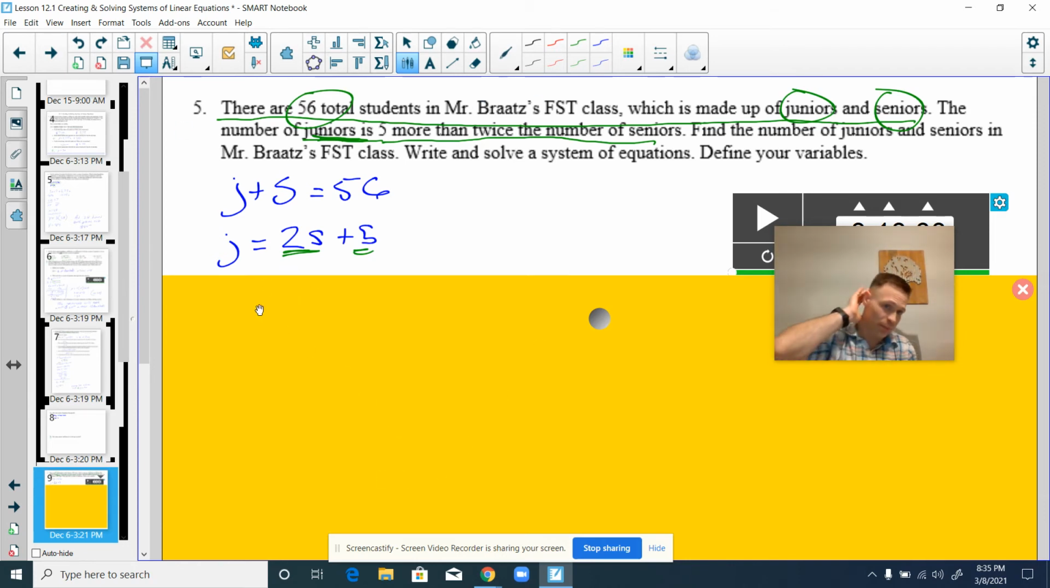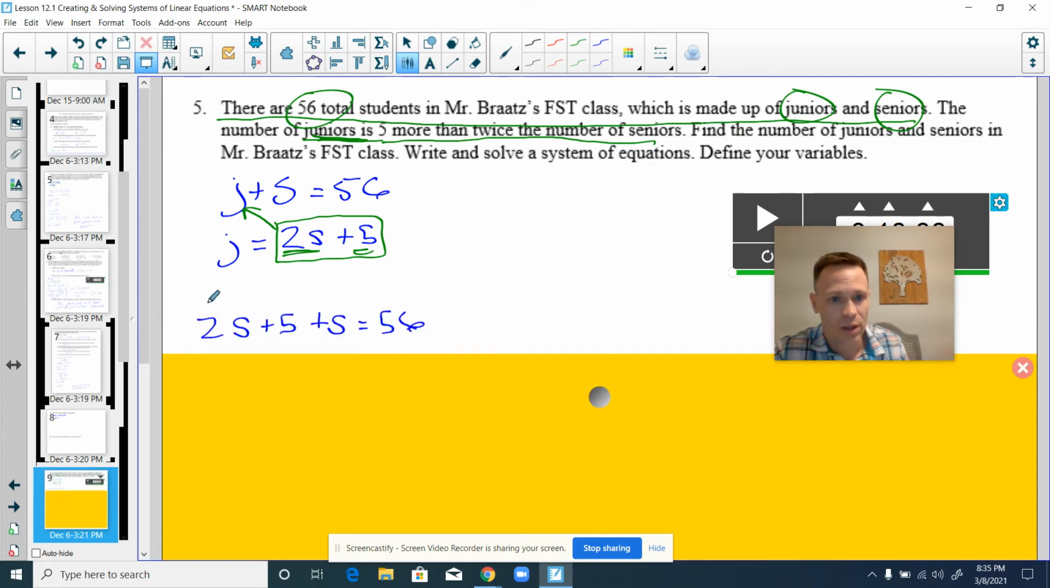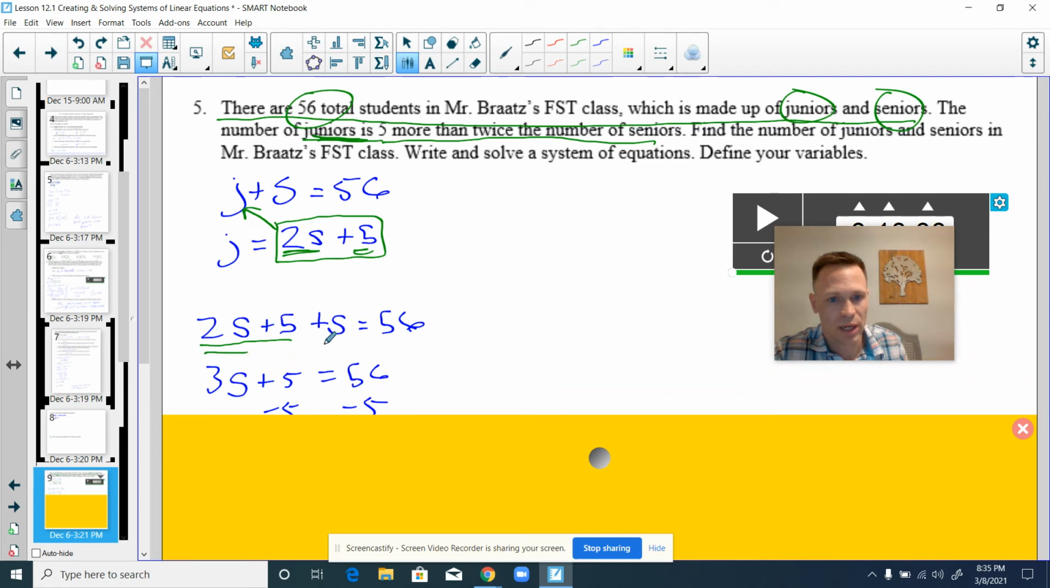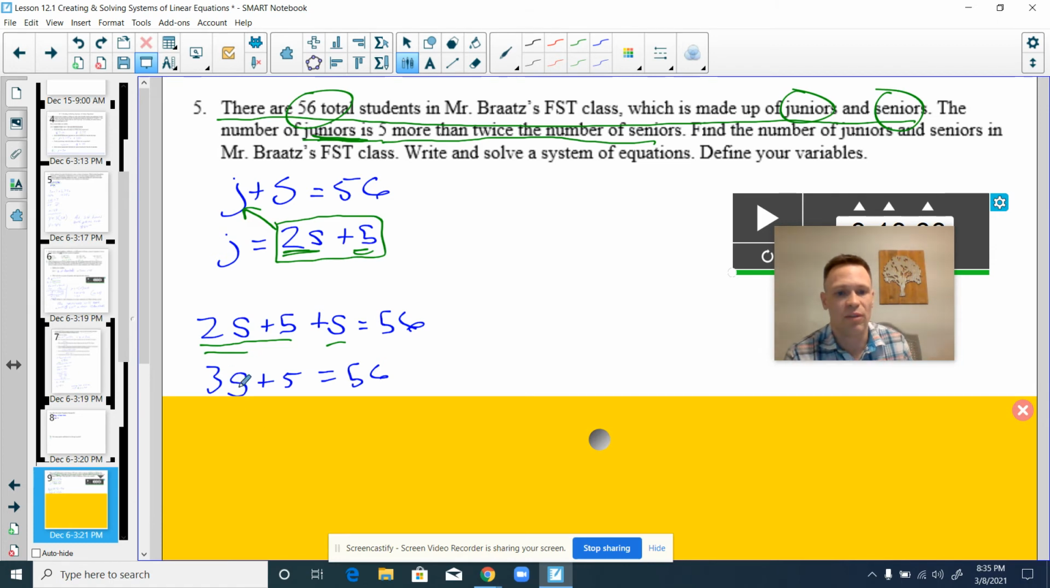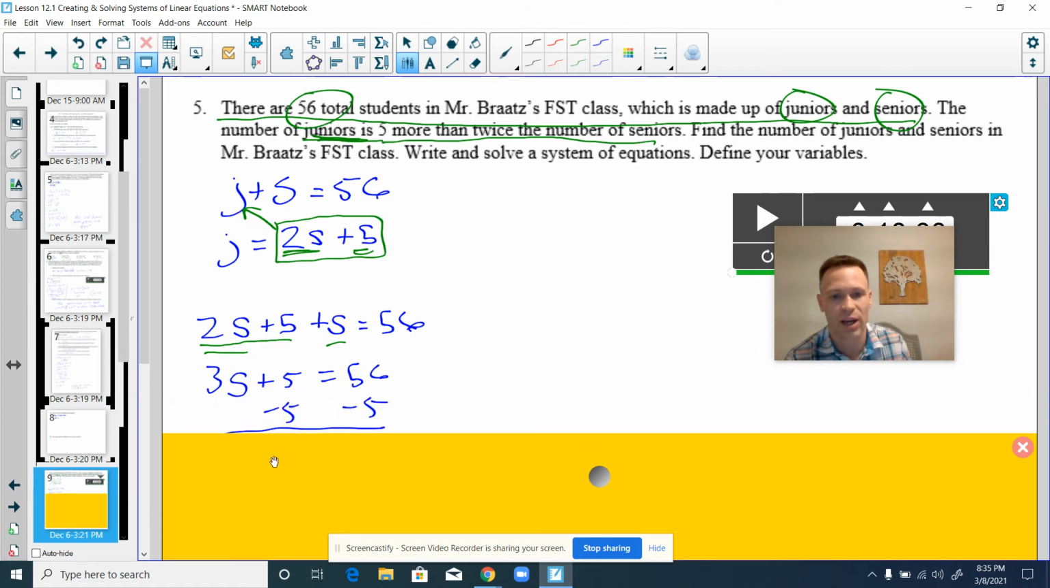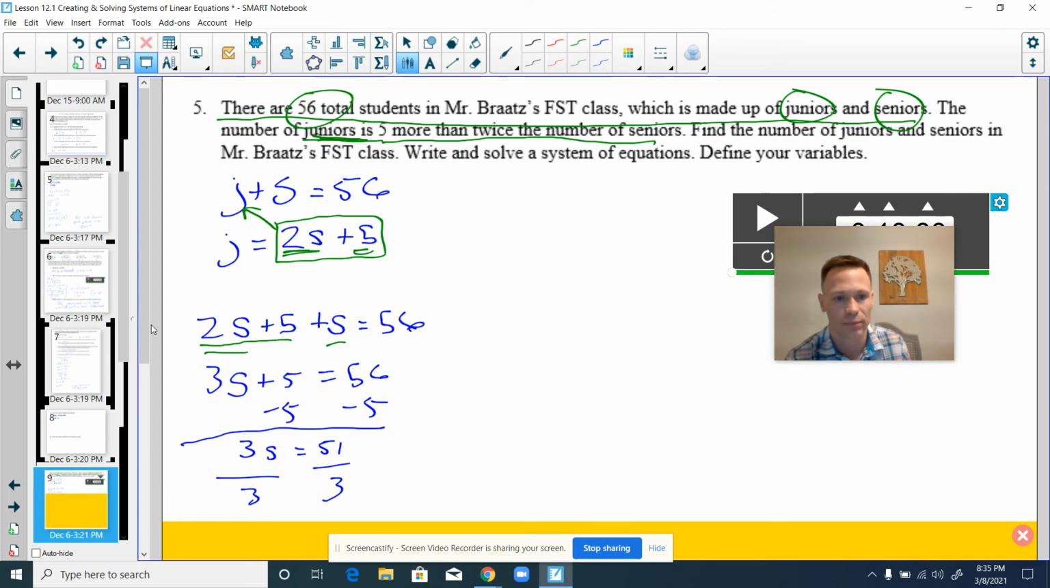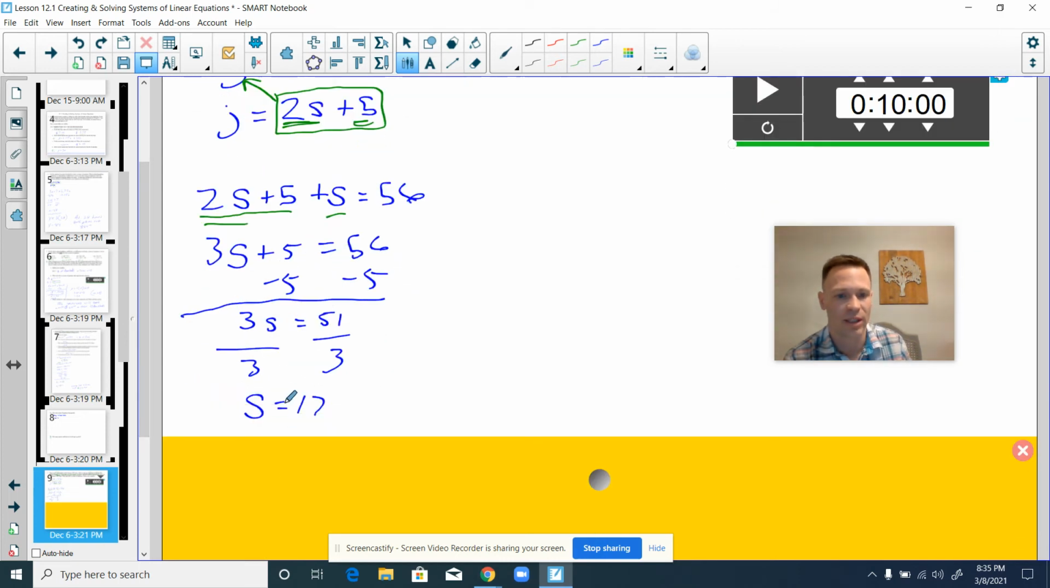So I got my 2 equations. Again, this is kind of the same as the last ones we have. We have an equation that is solved for a variable, so I'm going to take that and substitute it into the other equation. The 2S plus 5 is going in for J in the top equation. So here we go. There's the 2S plus 5 being substituted in for J, plus S equals 56. Got some like terms combined here. 2S plus S is 3S. 3S plus 5 equals 56. Subtract 5, divide by 3, and we end up with S is equal to 17.